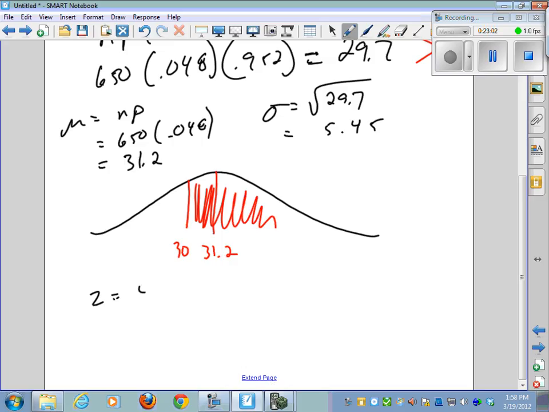Now it's a matter of doing the shade norm thing. Z equals x minus mu all over sigma. My raw score is not my n, not my 650. It's not my p. It's the only other number left, 30. It's the same number that goes here, right, in this picture.